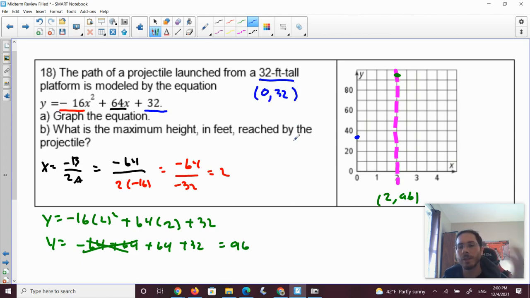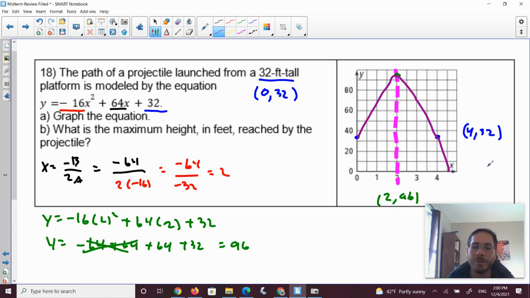And then we have to use the idea that the parabola is symmetric. So if I'm 2 to the left of the vertex at 32, I need to be 2 to the right of the vertex at 32 also. So I'm going to come over here to 4, 32 and plot that point as well. Make a nice parabola. And I'm going to assume that we stop when we hit the ground. So I'm going to pretend that my projectile just digs into the ground at that point. Just kind of stops. So I've got my graph.